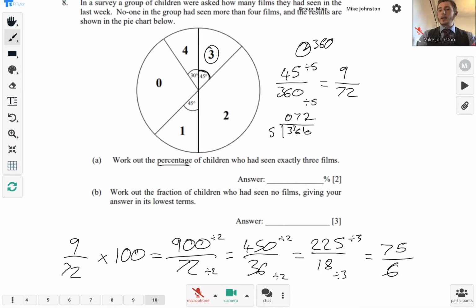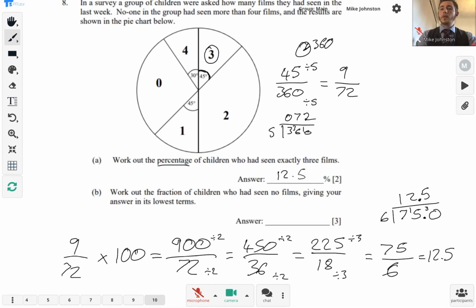And then I'm just going to use the bus stop method for this. So 75 divided by 6: 6 goes into 7 once, 1 left over, goes into 15 twice, 3 left over. We put our 3 on a 0, put our decimal point in here, so 6 goes into 30 5 times. So we know that will convert to 12.5%.